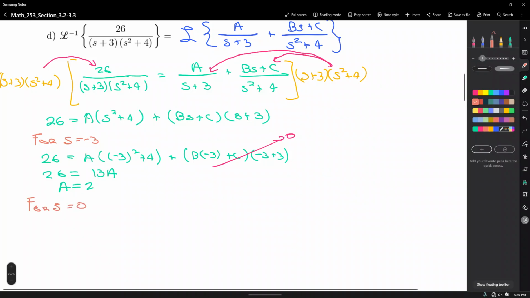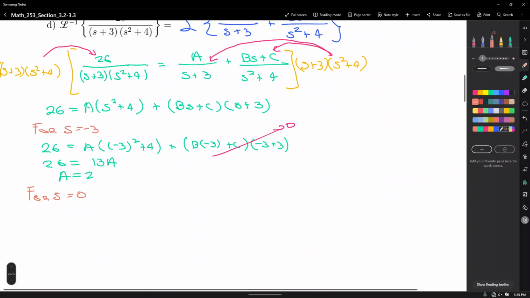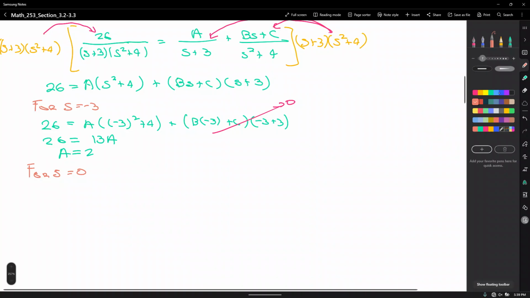For s equals 0, I'm just going to do s equals 0, all right? So this is going to leave us with 26 equals a times 0 squared plus 4 plus b times 0 plus c times 0 plus 3, right? Well, this is going to make the b term equal to 0. Cancel out the b, right? So that's why I chose 0, right? So that's one. But also it's going to leave us with the letter c. And even though it leaves us with the letter a, didn't we already calculate a in the previous step?